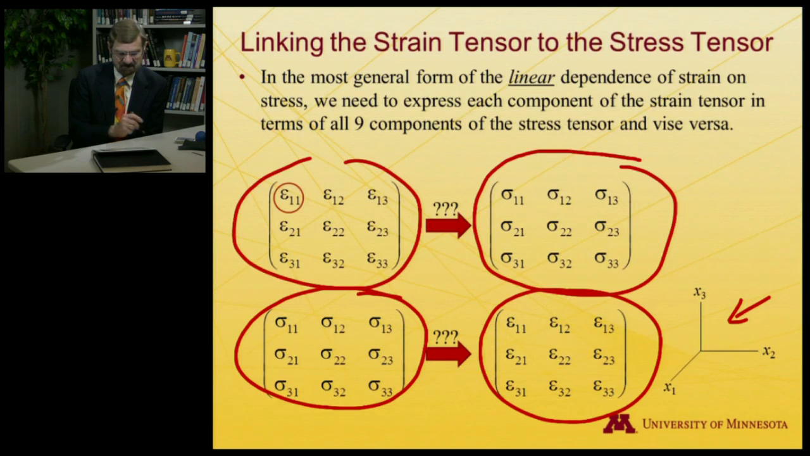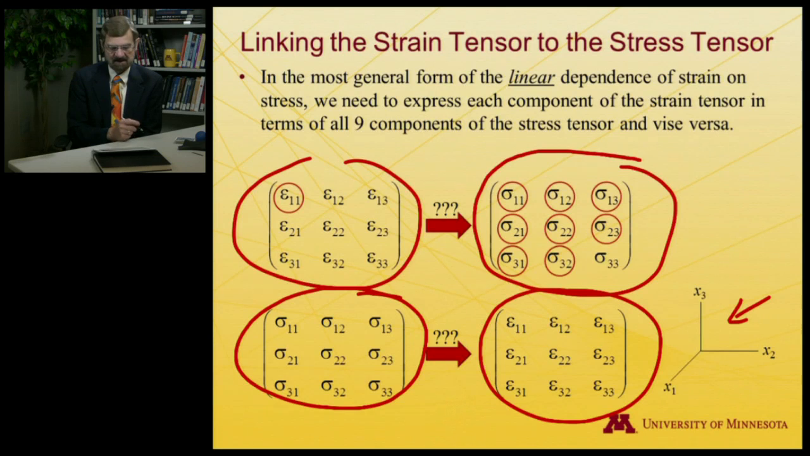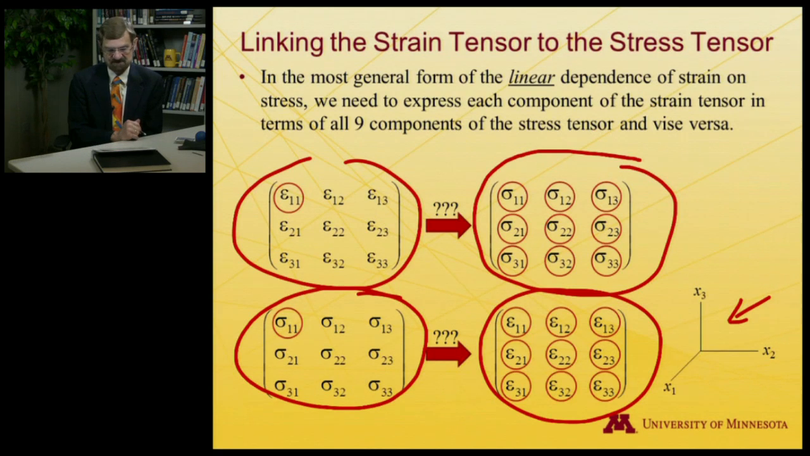And I want to ask, if I want to know how much strain I get, epsilon 1,1, it's determined by all the stresses, all 9 components of stresses. And likewise, if I want to know something about sigma 1,1, it's determined by all the strain components in the strain tensor. And how do I make this coupling? How do I go from stresses to strains or from strains to stresses?